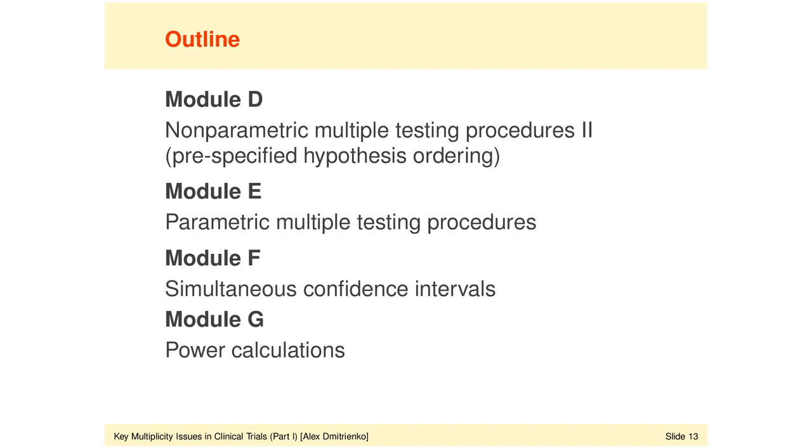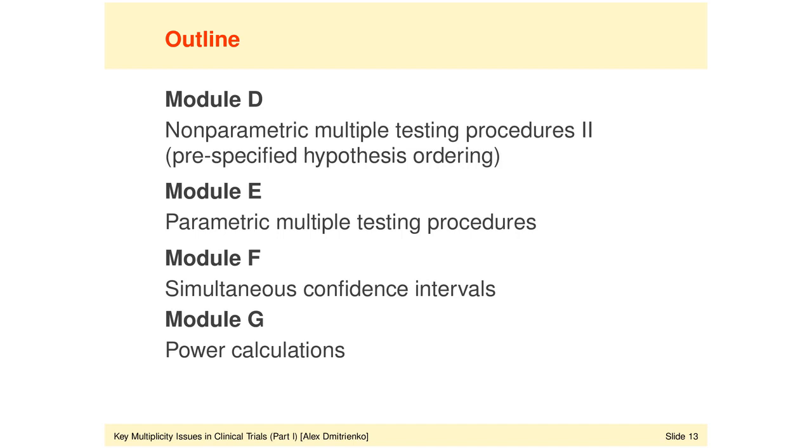And in this module, we will talk about a class of more powerful multiple testing procedures. They're known as parametric procedures. And unlike the non-parametric or semi-parametric procedures from modules C and D, they make specific assumptions about the joint distribution of hypothesis test statistics, and that leads to a power gain. Then Module F. This module discusses simultaneous confidence intervals.